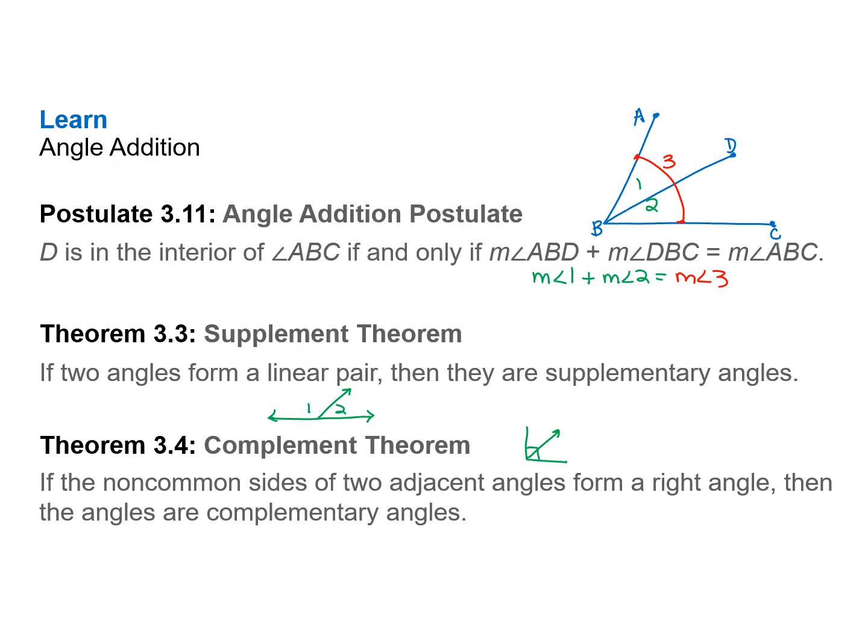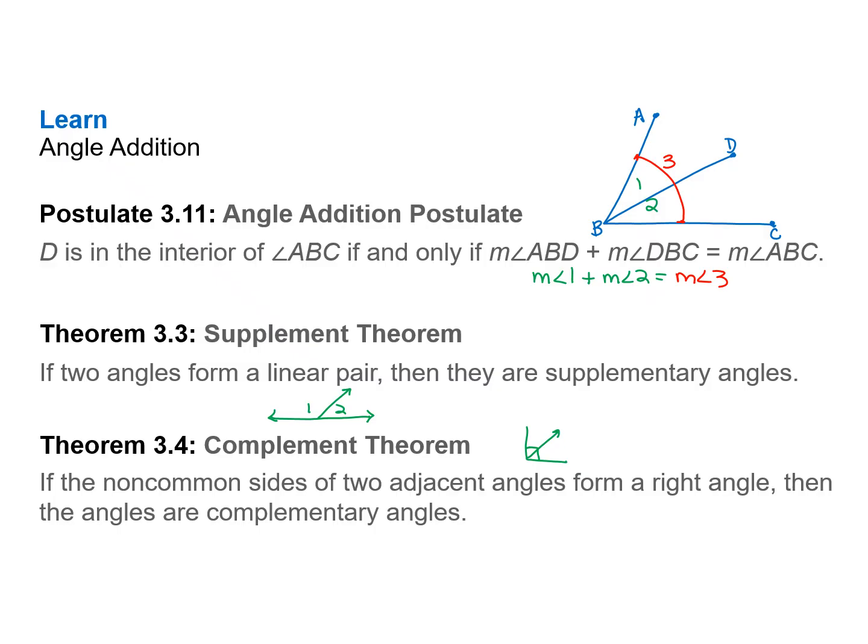The next postulate is our angle addition postulate. It is much like our segment addition postulate. So if point D is in the interior of angle ABC, as we see here, point D is in the interior of angle ABC if and only if the measure of angle ABD plus the measure of angle DBC is equal to the measure of angle ABC. So in other words, if the measure of angle 1 plus the measure of angle 2 is equal to the measure of angle 3, the entire angle there.